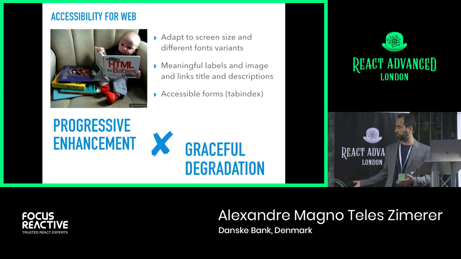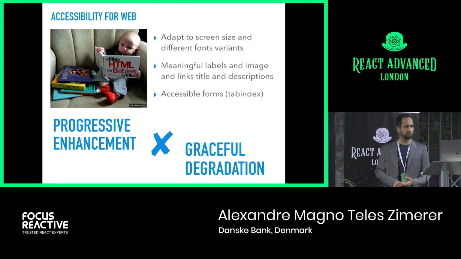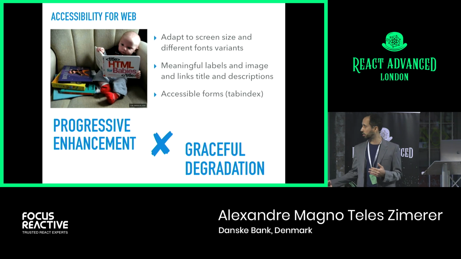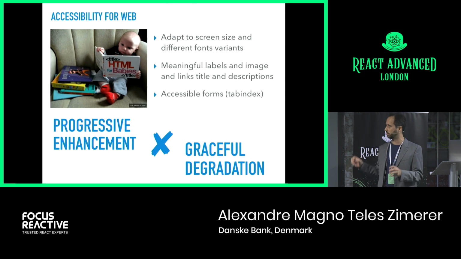So accessibility starts from the web. We start to have apps with font variants, screen sizes, and meaningful labels and images, so that if a blind person cannot see the image, he knows what the image is about. This is really common in government websites, which have to do this, so you can have this example of a more accessible website.